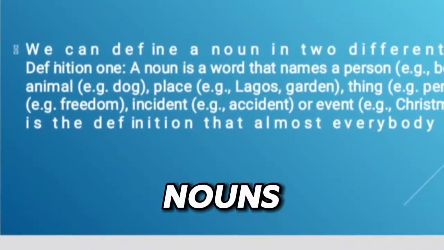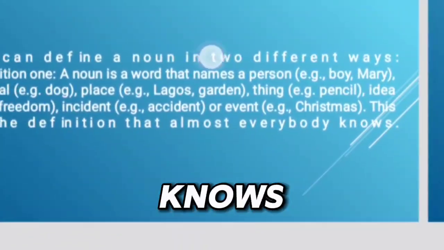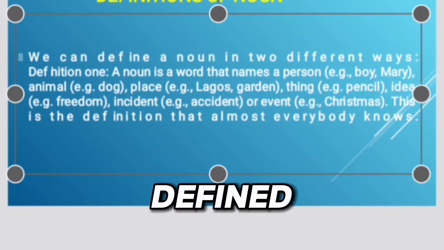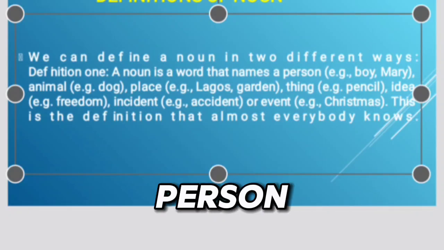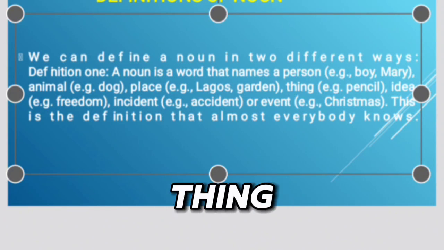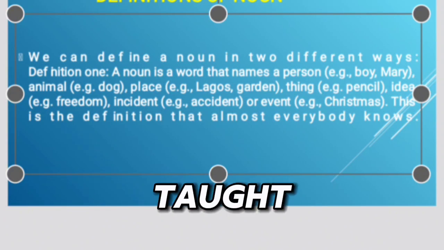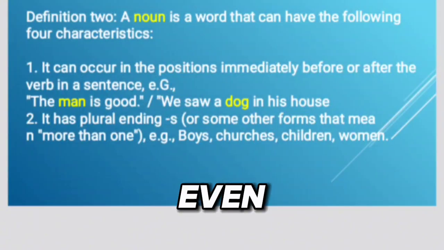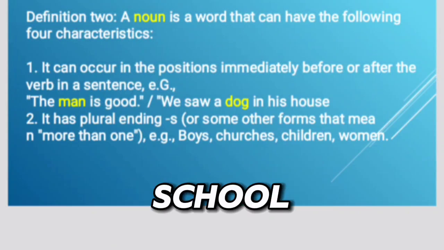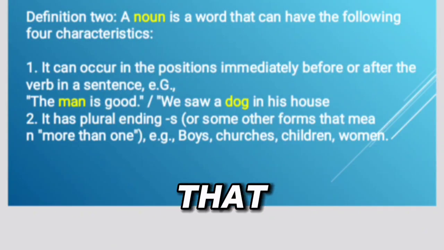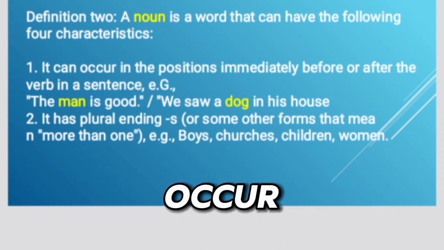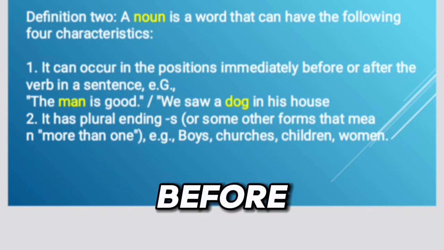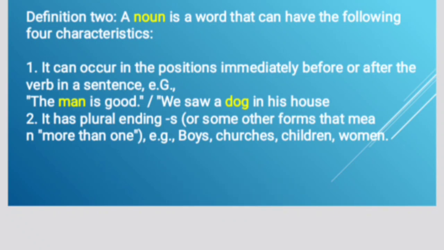Now, the meaning of nouns, the one that almost everybody knows. A noun can be defined as any word that names a person, animal, place, or thing. This is one that you were taught in primary school or even the beginning of secondary school. Then a noun is a word that has any of the following characteristics. It can occur either before a verb or after a verb.